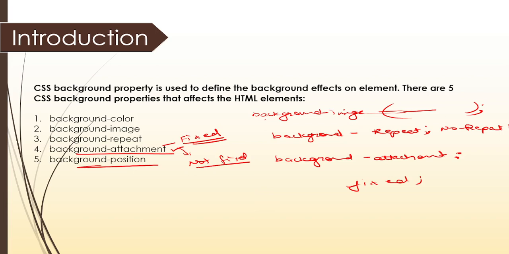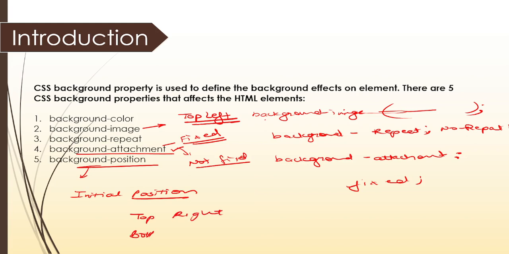Last point we have is background position, and the background position property is used to define the initial position of the background image. By default, the background image is placed on the top left of your web page. If you want your background image to be in, let's say, top right, or bottom left or bottom right, then you can use background position over here.